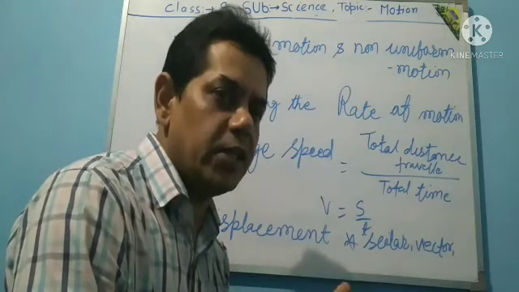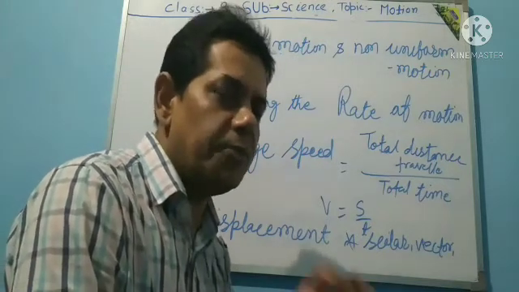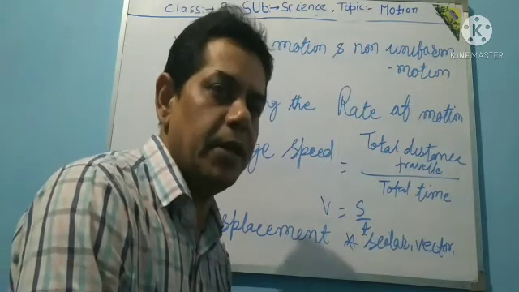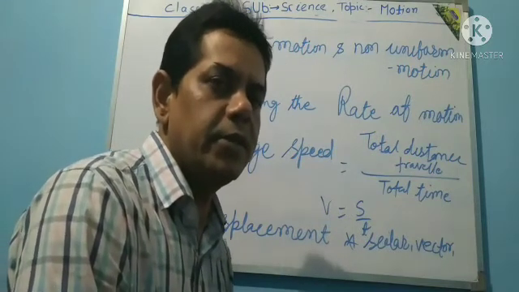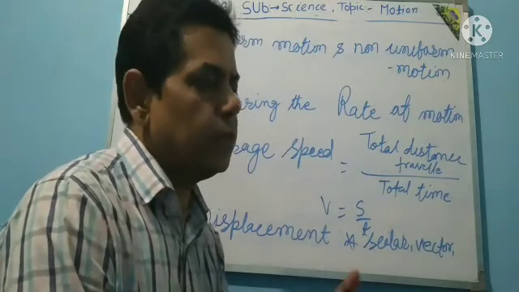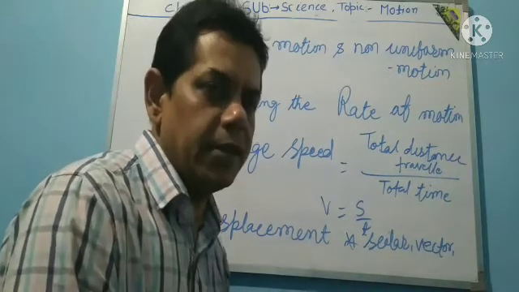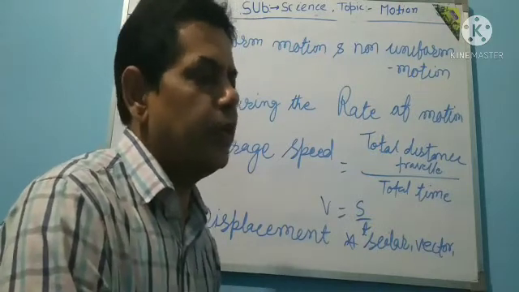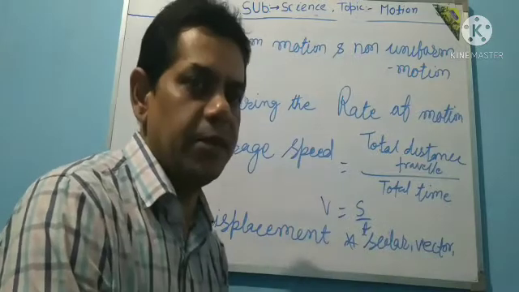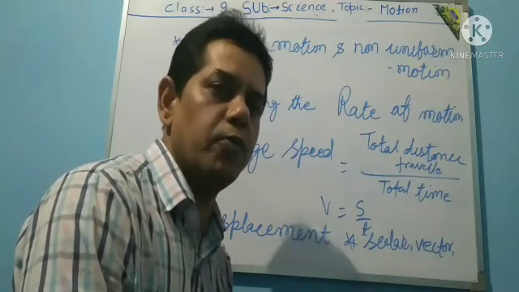Another topic is non-uniform motion. When an object does not travel a definite distance in a definite time interval, that is non-uniform motion. Say an object travels 5 meters in 5 seconds, and the next 5 meters in 10 seconds, that is indefinite, meaning non-uniform motion.